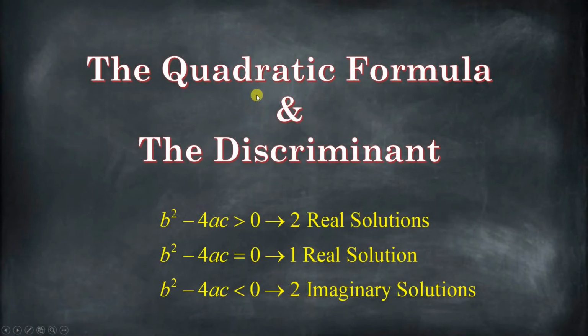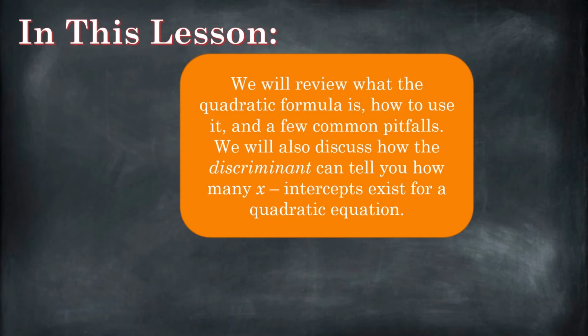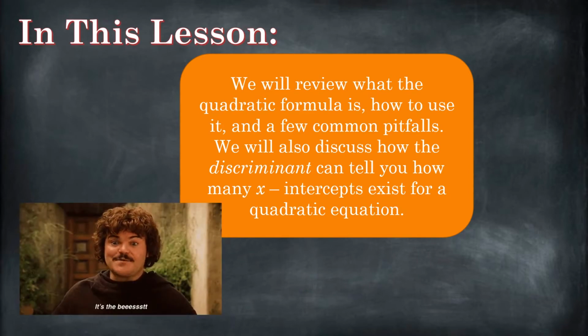Here's what we're going to do in this video. We're going to talk about some pitfalls that exist within the quadratic formula, just a couple little things, and we're going to see the discriminant. Discriminant, man, it's awesome. So we're going to talk about pitfalls in the quadratic formula and the discriminant, which is going to tell you how many x-intercepts there are.